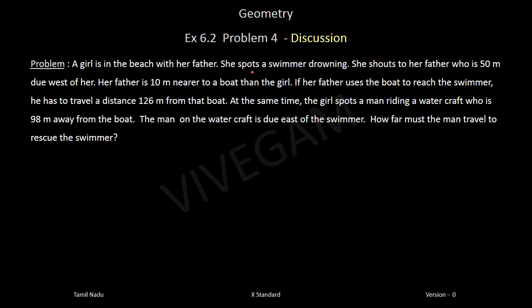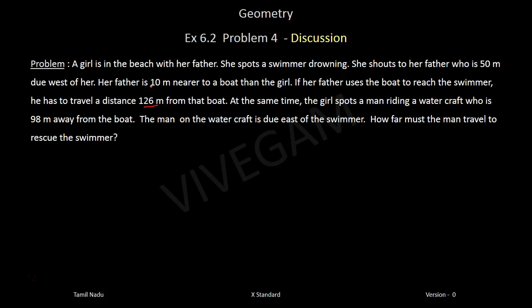If her father uses the boat to reach the swimmer, he has to travel a distance of 126 meters from the boat. Okay, and at the same time, the girl spots a man riding a watercraft who is 98 meters away from the boat. The man on the watercraft is due east of the swimmer. How far must the man travel to rescue the swimmer?